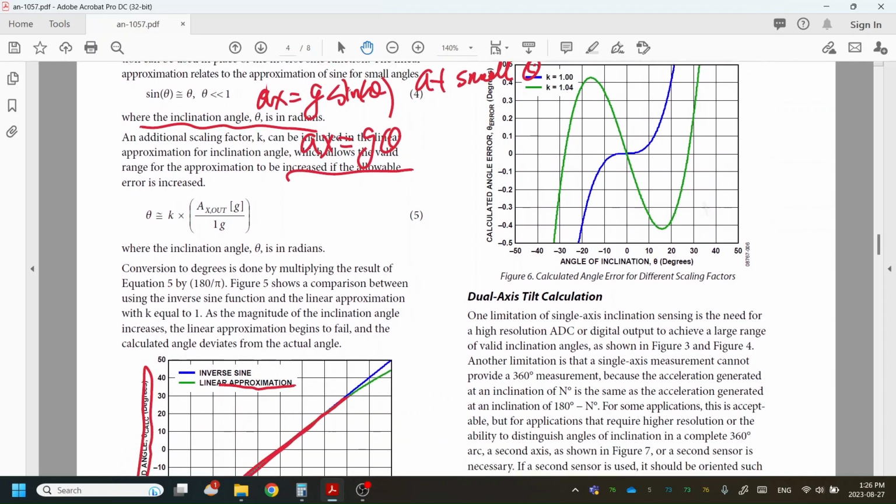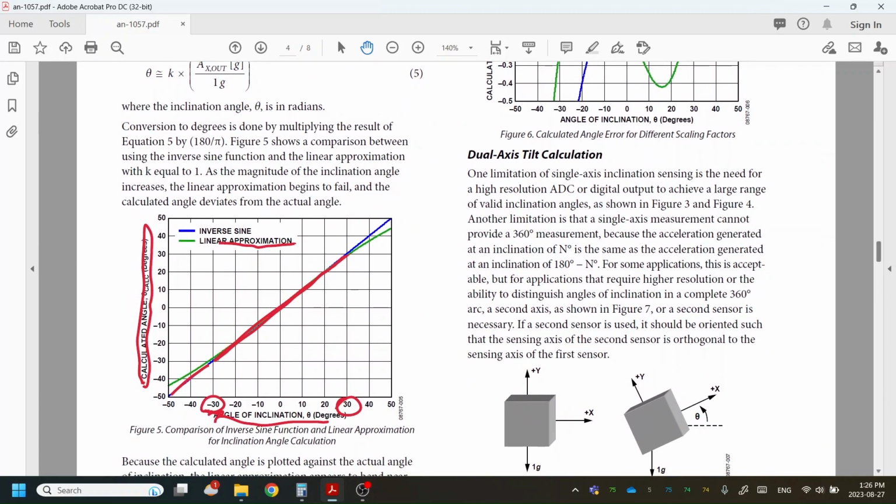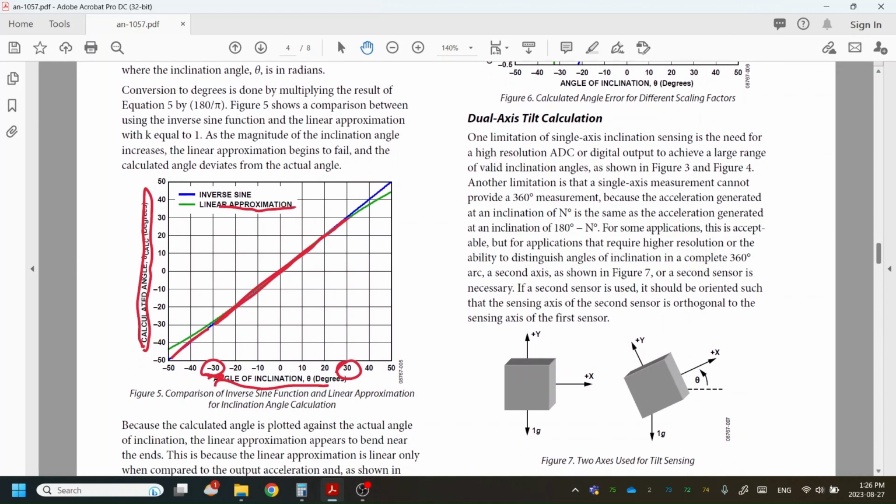So this is pretty much about the single axis tilt calculations. Later we can talk about the dual axis tilt calculations.